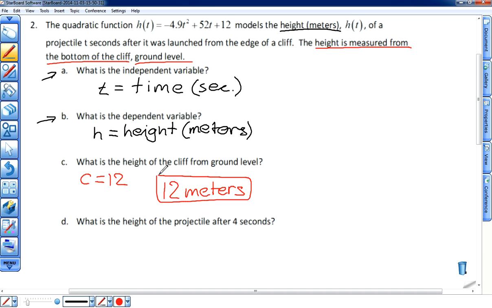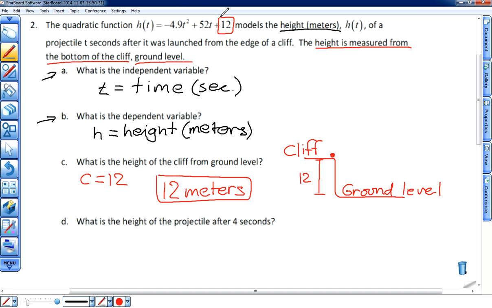So what that may look like physically is that here is ground level and here is the cliff. And it's from this edge right here that the projectile is launched. And that value of c tells us that that cliff is 12 meters off the ground. So again, the value of c up here tells us our initial value.